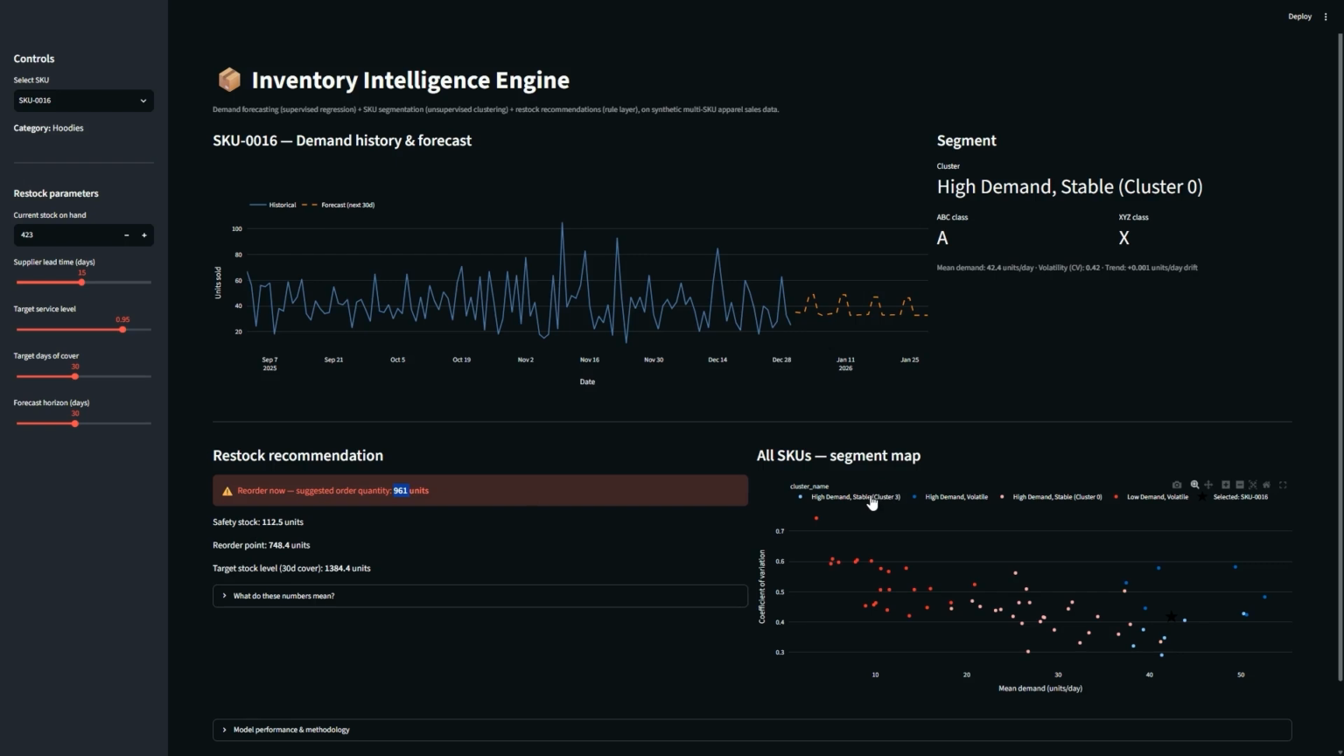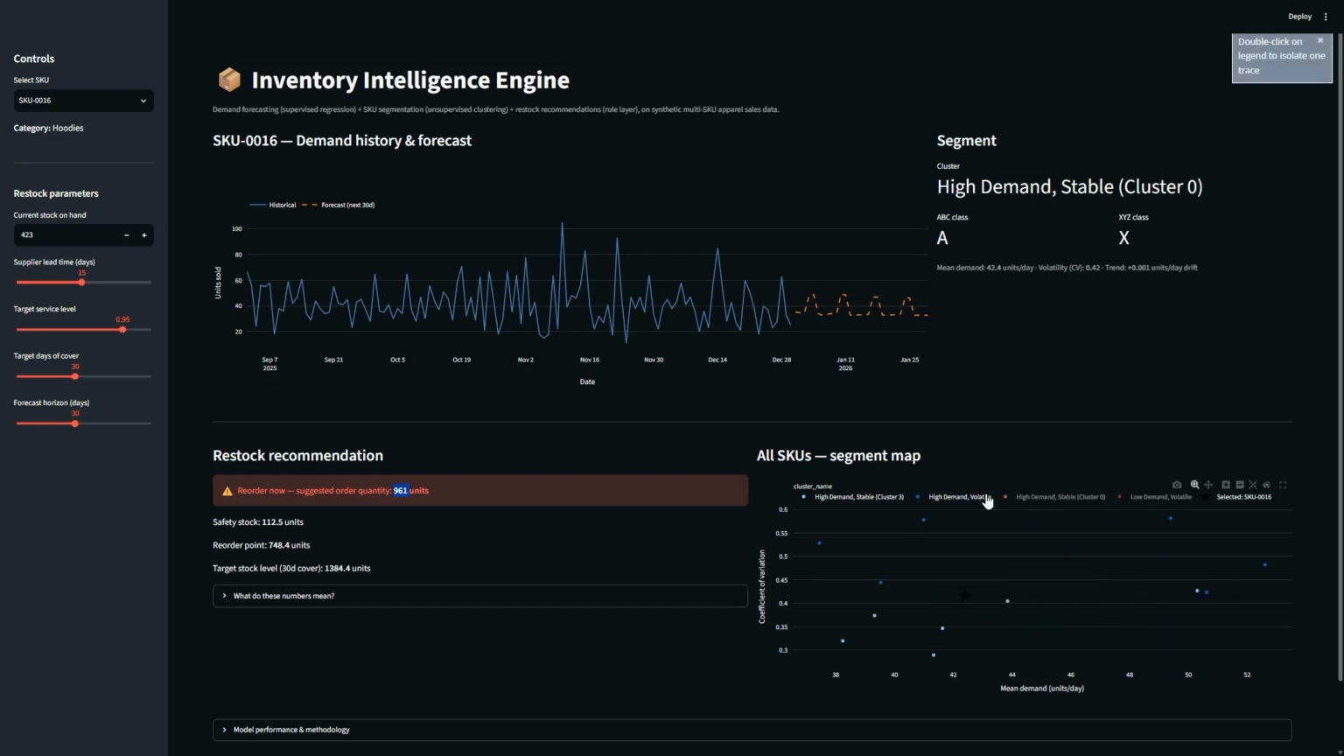The last is the segment map. Now, this is where every SKU is shown, plotted by demand and volatility, colored by cluster. The SKU16 is this highlighted star, as you can see. If I remove all these, so SKU16 is this one.